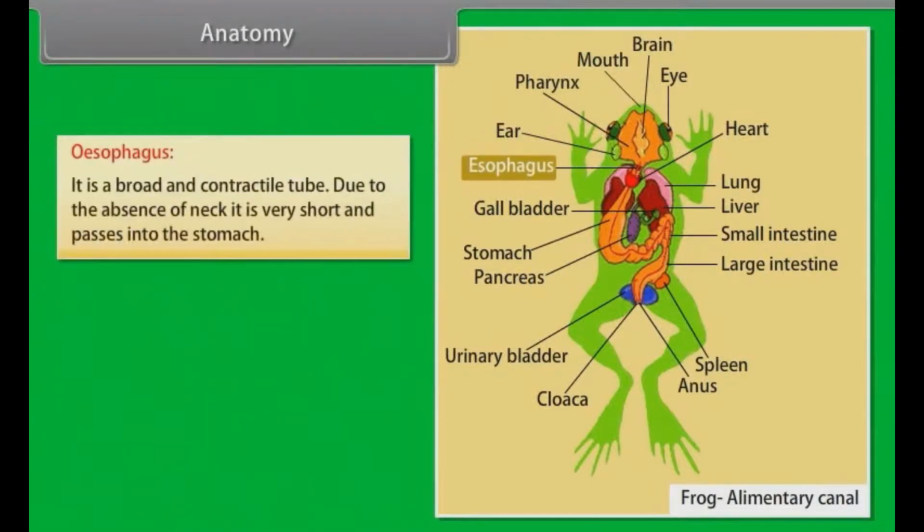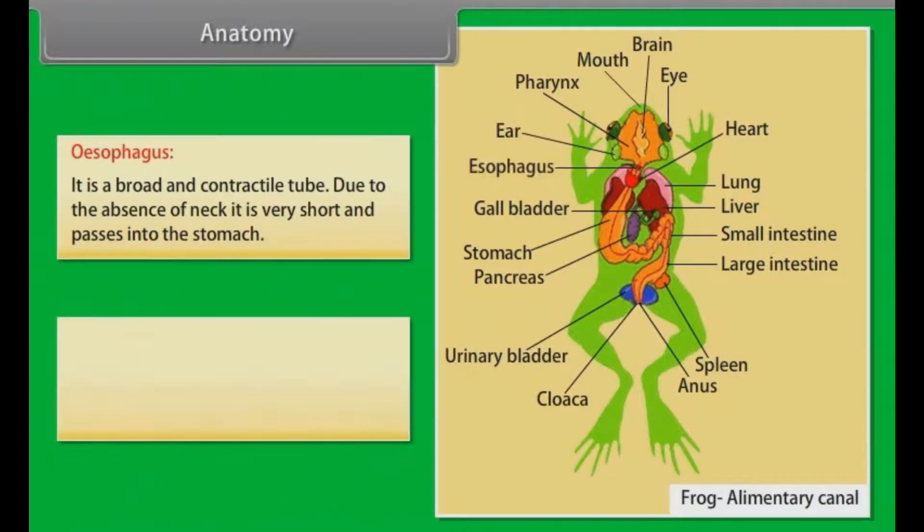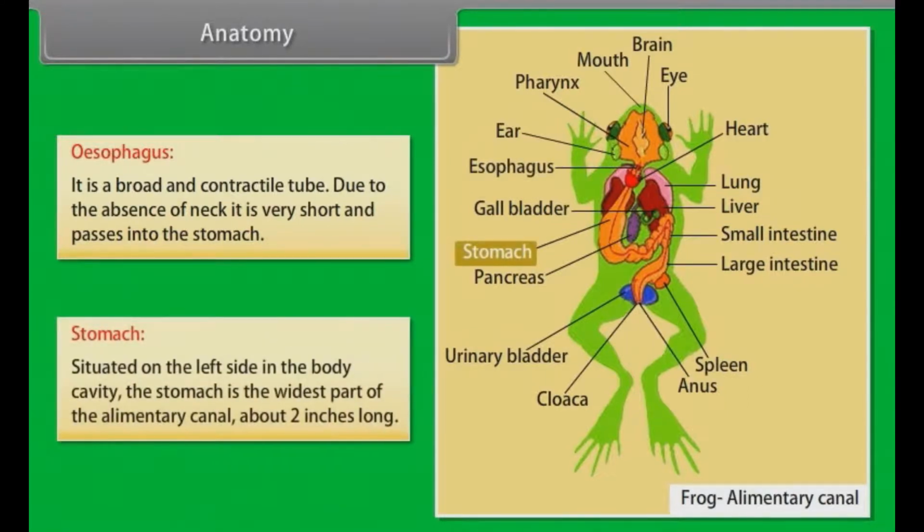Oesophagus. It is a broad and contractile tube. Due to the absence of neck, it is very short and passes into the stomach. Stomach. Situated on the left side in the body cavity. The stomach is the widest part of the alimentary canal, about 2 inches long.